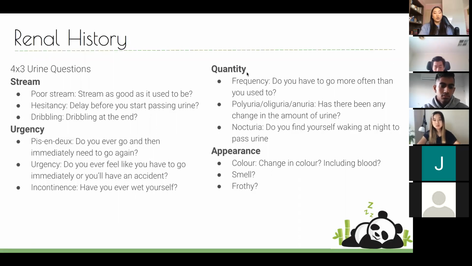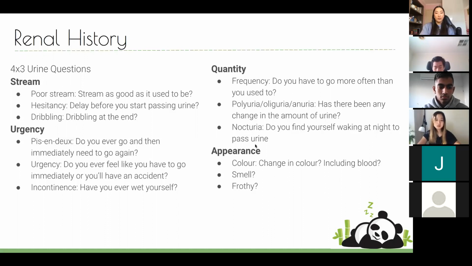Quantity you'd ask about. So quantity can be due to frequency. So if they're going more often, or the actual volume. Has there been a change in the total volume of urine that they're producing in the day? And if they're producing lots of urine, one of the ways to quantify it is if they're having to wake up at night. So if there's nocturia.